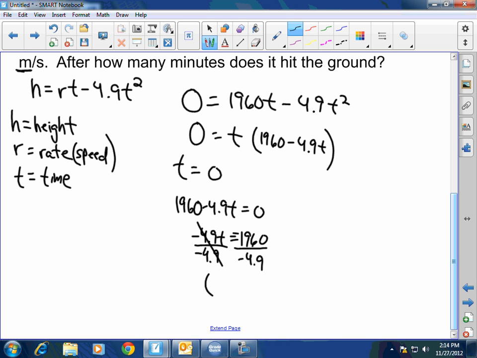So we know we're going to have a positive. I'm going to go ahead and cheat because it's getting late. I don't want time to run out. 1960 divided by 4.9. So t is 400 seconds. And I knew it was seconds because it's meters per second.